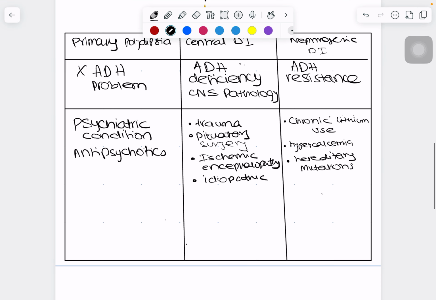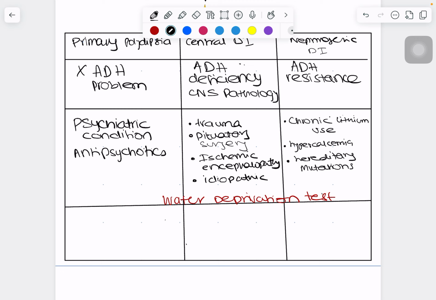So how do we differentiate between these three etiologies? We have two main tests that we do. There is the water deprivation test. So essentially in this test, we deprive the patient of water. We don't give them water for a few hours, and we measure their urine osmolality and see how it changes.